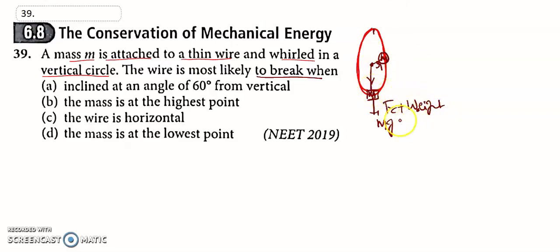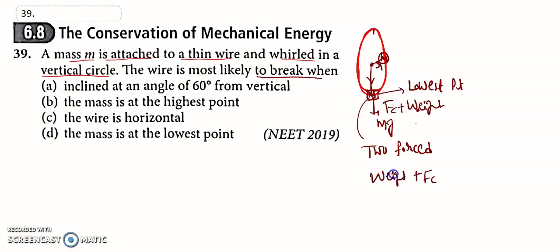So the wire breaks at the lowest point, because two forces act on it: the weight and another one, the centripetal force. So when the mass is at the lowest point, option D is the right answer for 39.